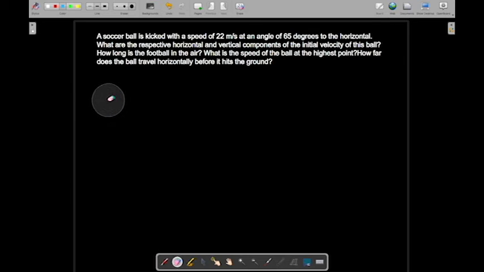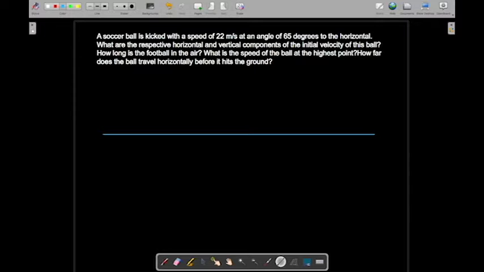In this video, we'll be talking about ground-to-ground projectiles. We have this question here. It says that we have a soccer ball that was kicked at a speed of 22 meters per second at an angle of 65 degrees to the horizontal.